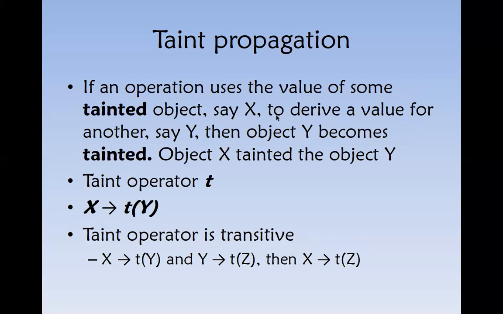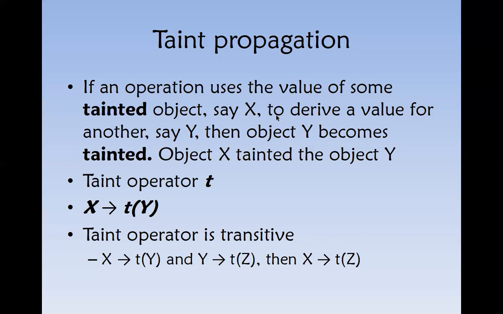So the task of taint propagation is to take data that's coming from untrusted taint sources. Taint sources are by definition untrusted and therefore tainted. And then the job of taint propagation is to identify how these objects that are derived from untrusted sources work their way through the program. So if an operation uses the value of a tainted object and derives another object, that second object, the derived object, also becomes tainted.